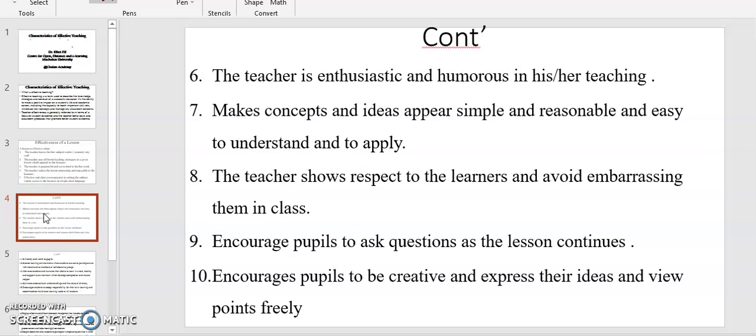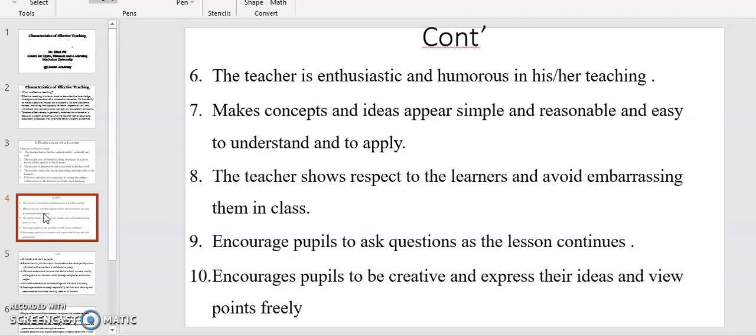Lessons can be effective when the teacher shows respect to the learners and avoids embarrassing them in class. So we need to avoid embarrassing situations in class as much as we can. A lesson is effective when teachers encourage pupils or students to ask questions as the lesson progresses.